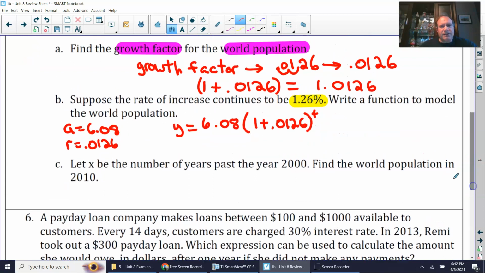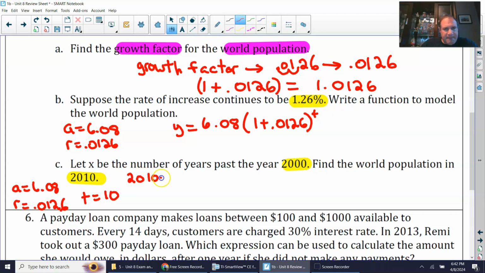Let x be the number of years past the year 2000. Define the world population in 2010. Well, first off, A is still 6.08. R is still 0.0126. And the T now is 10. That's because 2010 minus 2000 equals 10. And that's about it. So now we're just going to put that in.